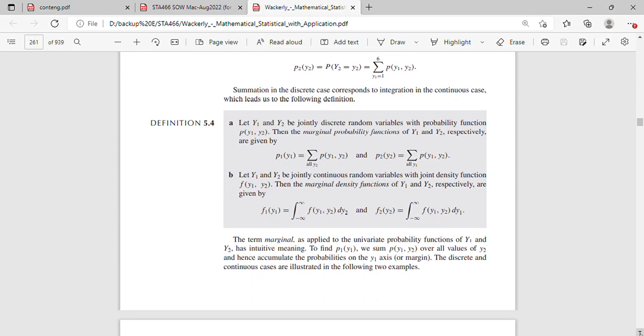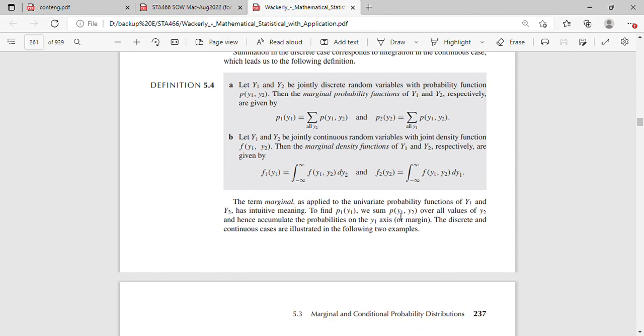Okay, so as a quick revision, to find the marginal probability function for discrete, if we want to find the marginal for y1, we need to total up the joint function, the pair of y1 and y2. Okay, total up all of that for all the y2. Okay, to get the marginal for y2, we need to total up the joint probability for all y1, right?